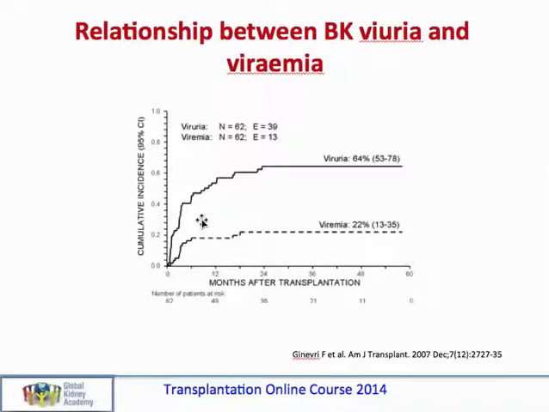What about the relationship between BK viruria and viremia? This was a paediatric study just looking at patients and looking at the association between viruria and viremia. And what you can see is that you'll have a high prevalence of viruria, as it already says, 64% of patients had viremia, but only about a third of those actually had established nephropathy. So there is a considerable drop-off between having viruria and then having viremia and then having established nephropathy.